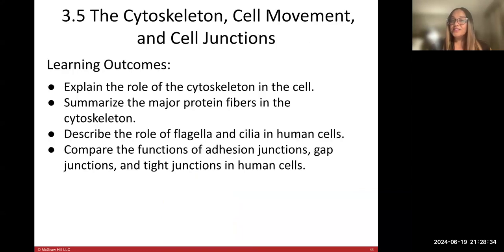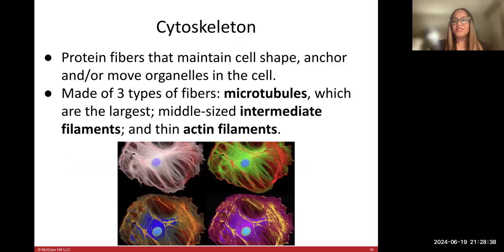The cytoskeleton, cell movement, and cell junctions is next. So the cytoskeleton does the exact same thing that our actual skeleton does. It maintains the cell shape, it anchors and moves the organelles in the cell. It's what our skeleton does for us. It gives us shape and it anchors all of our organs. It can be made of 3 types of fibers. There are microtubules, which are the largest. The middle size are called intermediate filaments, and there are thin actin filaments that make up the cytoskeleton.